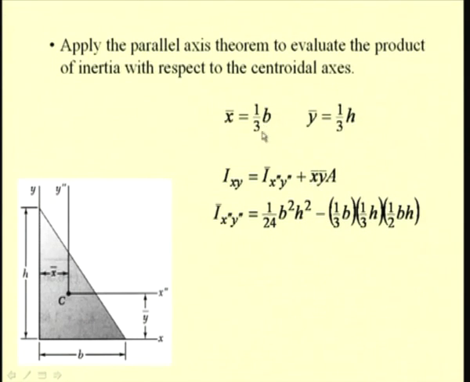minus x bar is 1 by 3 b, y bar is 1 by 3 h, times the area which is half BH. And from this we determine the product of inertia with respect to this centroidal axis x double prime y double prime, and that is equal to this quantity, that is 1 by 72 b square h square. So, in this way it is possible to apply this parallel axis theorem to find the product of inertia of a given area.